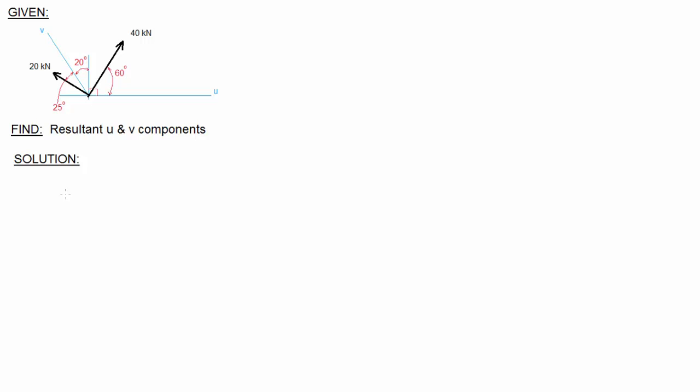You'll notice in the given diagram that we have two different vectors, the 20 kilonewton and the 40 kilonewton force. You'll also notice that the axes, u and v, are given. These are not the x and y axes. They're not your standard 90 degrees apart, nor are they on horizontal and vertical. And why would you ever want to do this?